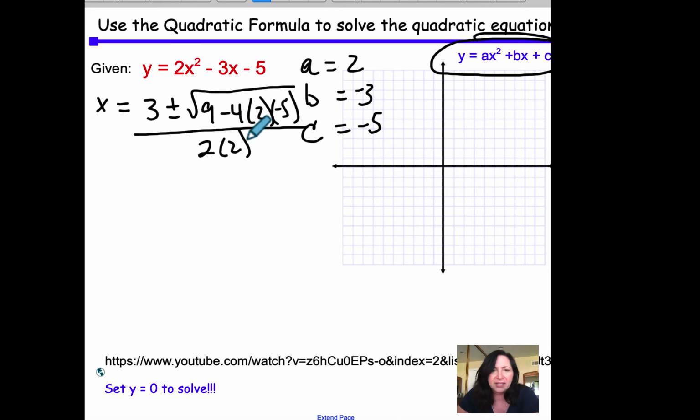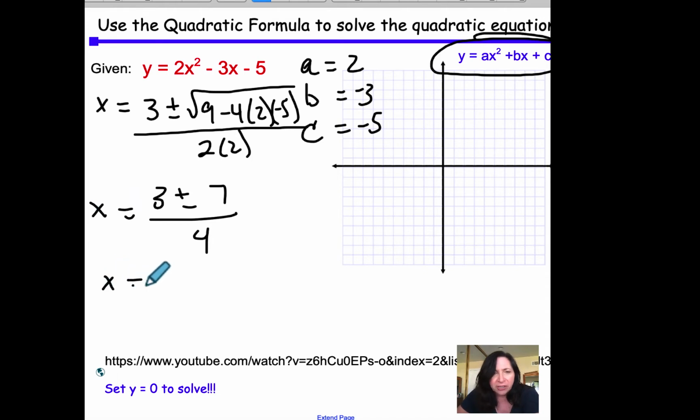So we've got, let's see, 4 times 2 is 8. 8 times 5 is 40. Negative, negative is negative, positive. So that's positive 40 plus 9 is 49. Square root of 49, 7. So we have 3 plus or minus 7 over 4. And these are my x-intercepts.